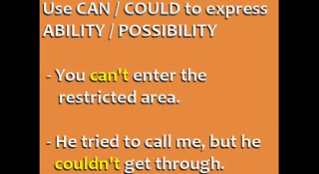You can also use them in the negative form to express no ability or no possibility. You can't enter the restricted area. This means it's not possible. He tried to call me, but he couldn't get through. Couldn't means it wasn't possible.